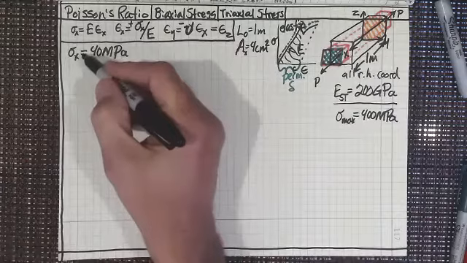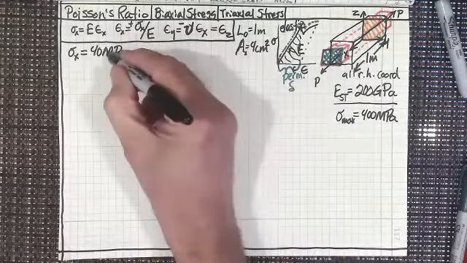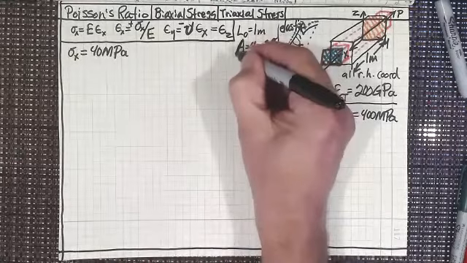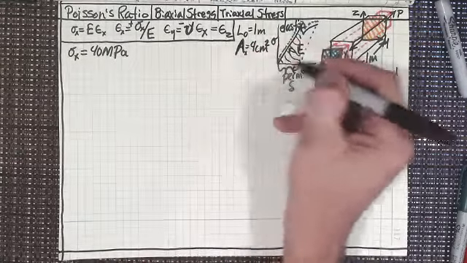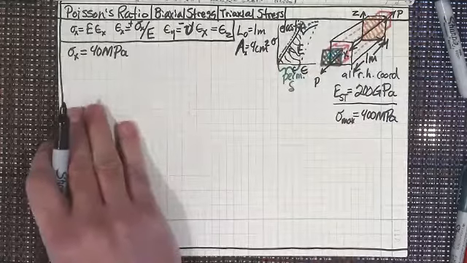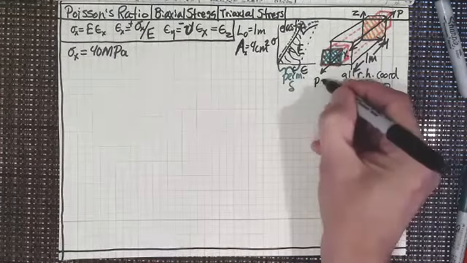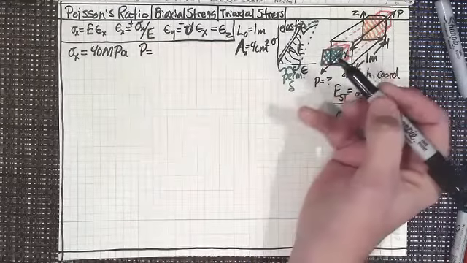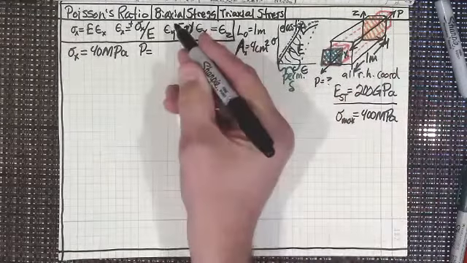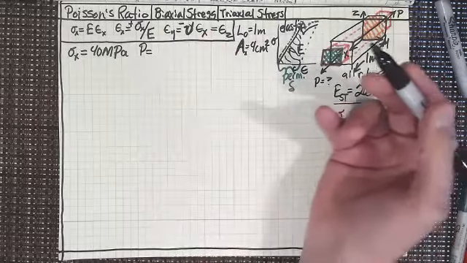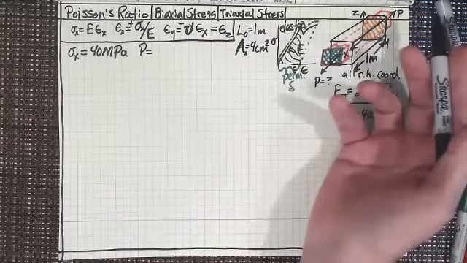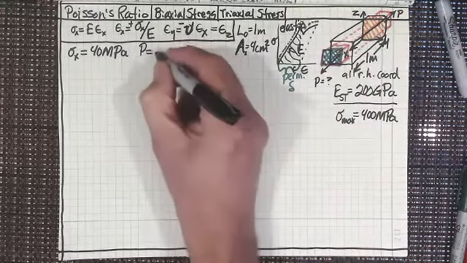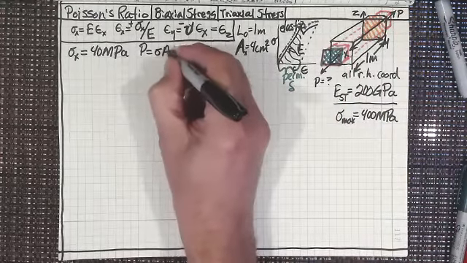But this is what I want to put on the bar right now, just 40 megapascals. We've loaded the bar up. You're probably saying to yourself, if we know the cross-sectional area here, we can immediately figure out what the force P is, right? Well, of course we can. P over A is just sigma. So P equals sigma times A.